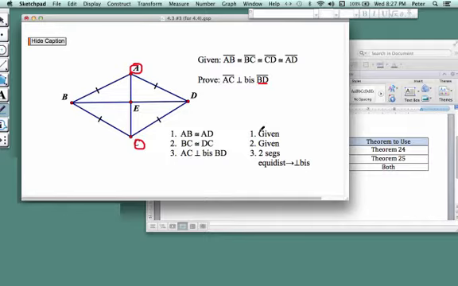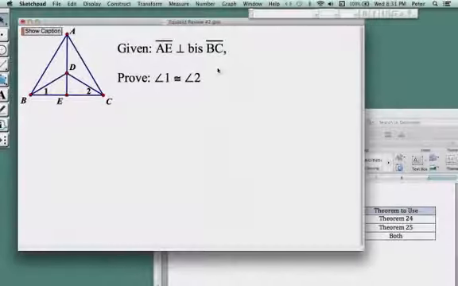Now let's take a look at an example of using the converse. Okay, in this next example, here we see perpendicular bisector in the givens, but we're not proving congruency, we're proving congruent angles. Well, hopefully we remember enough from section 3.7 to recognize that if we have to prove angle 1 congruent to angle 2, then maybe all we need to do is show that BD is congruent to DC. So let's work through the proof.